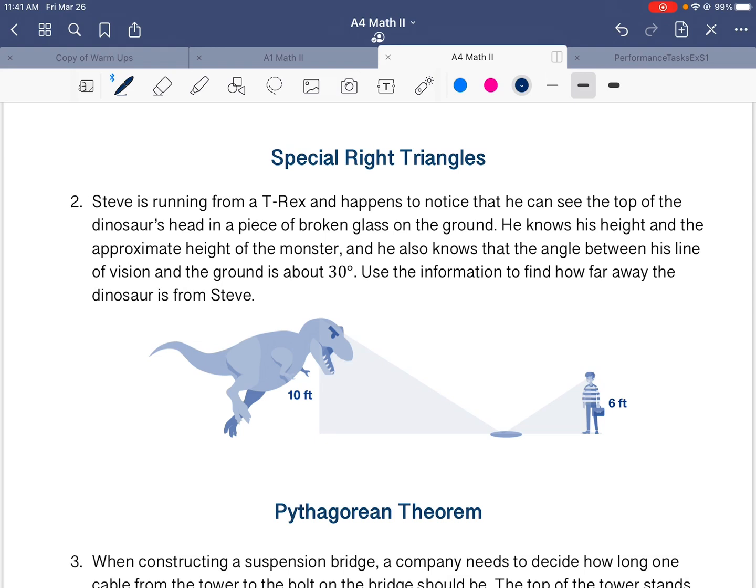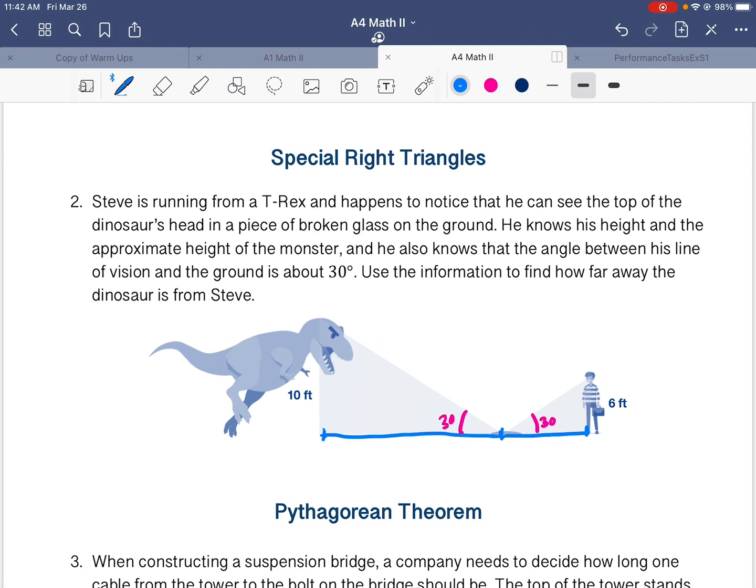He knows his height and the dinosaur's head, and the approximate height of the monster, and he also knows that the angle between his line of vision and the ground is 30 degrees. So we're talking about this angle, and we know that that makes a similar triangle over here because of the reflection. Use the information to find how far away the dinosaur is from Steve. So we're wondering how far away.